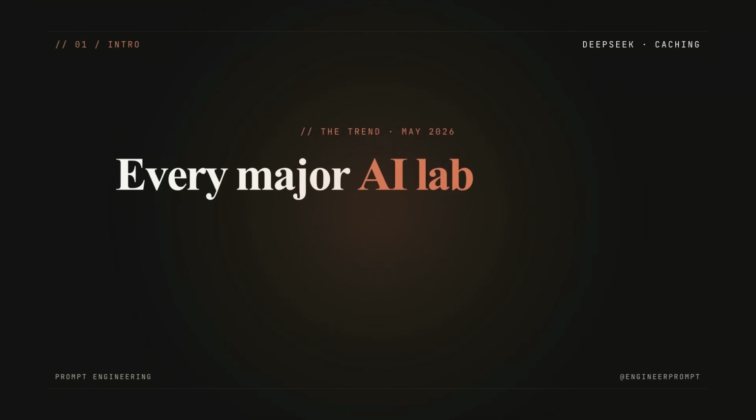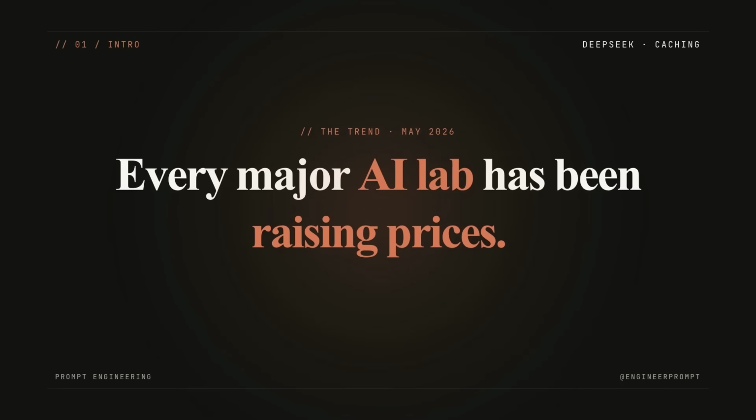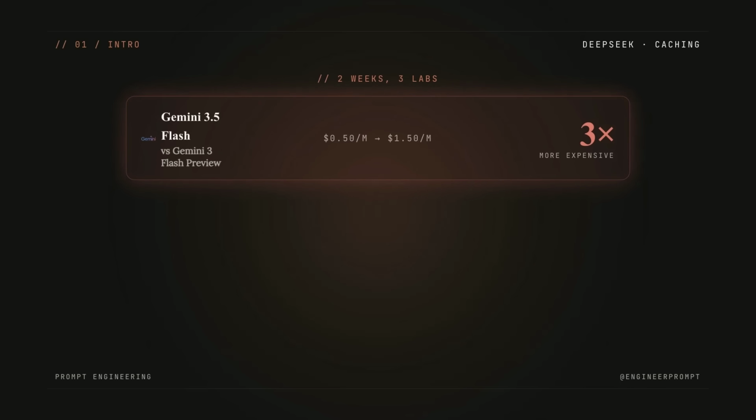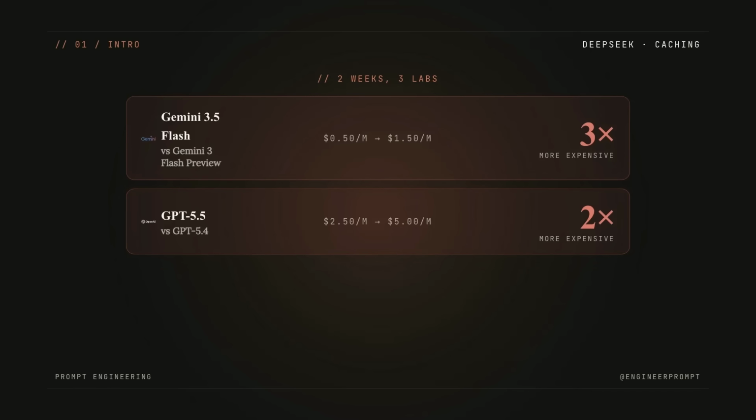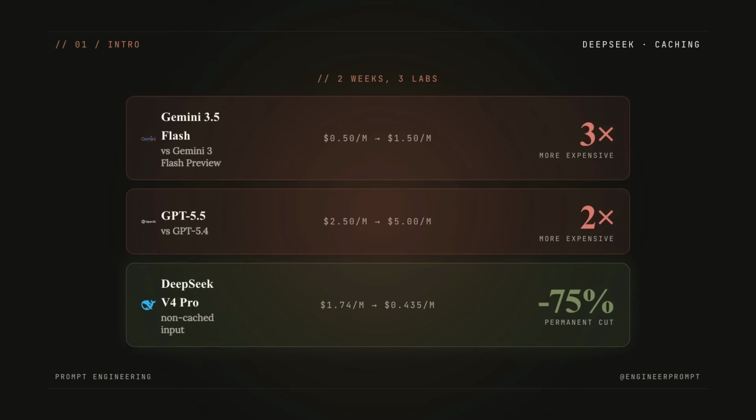Every major AI lab has been increasing prices. Google shipped Gemini 3.5 Flash at I/O. It's 3 times more expensive than Gemini 3 Flash Preview. OpenAI's GPT 5.5 launched at exactly twice the per token price of GPT 5.4. Now, in the middle of all of this, DeepSeek just made a 75% price cut on V4 Pro.